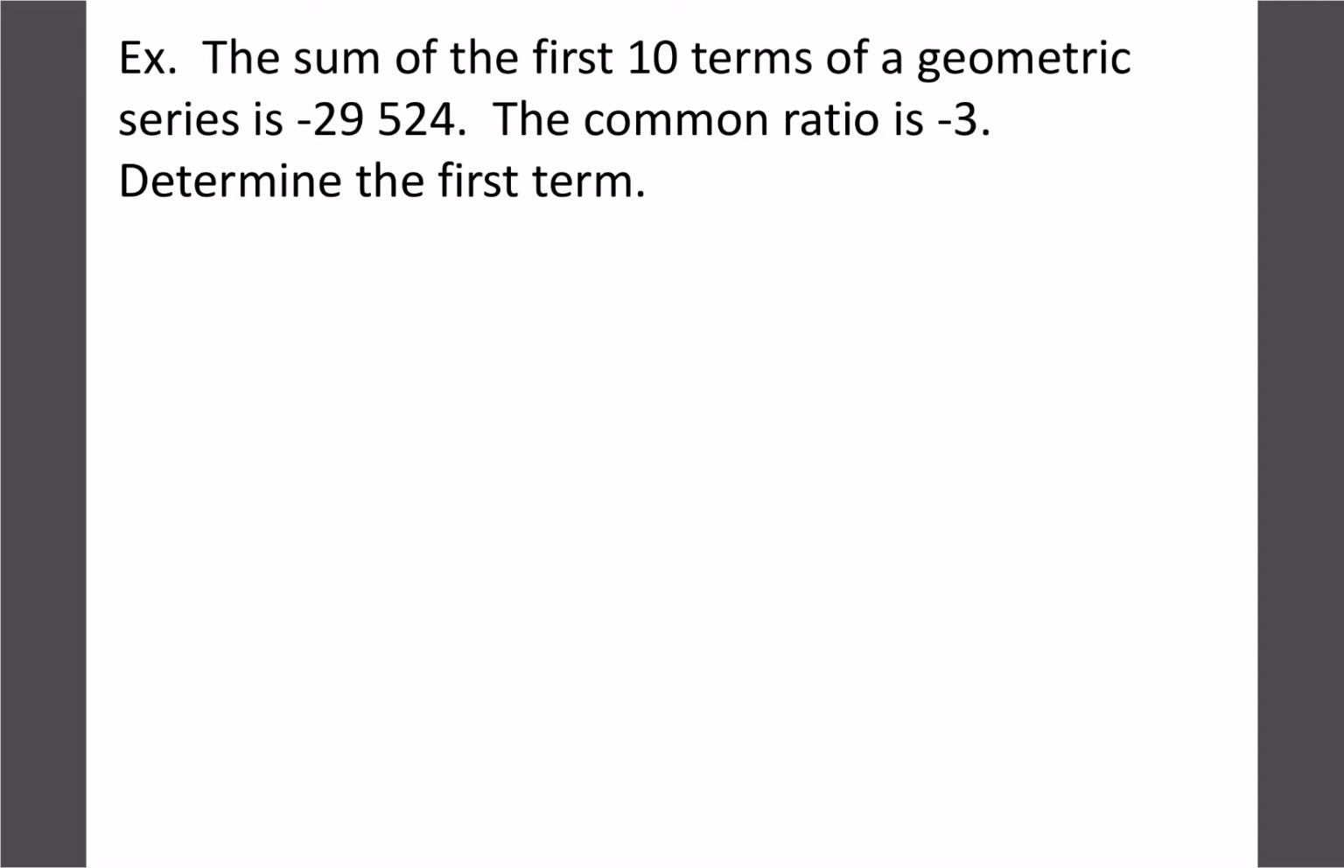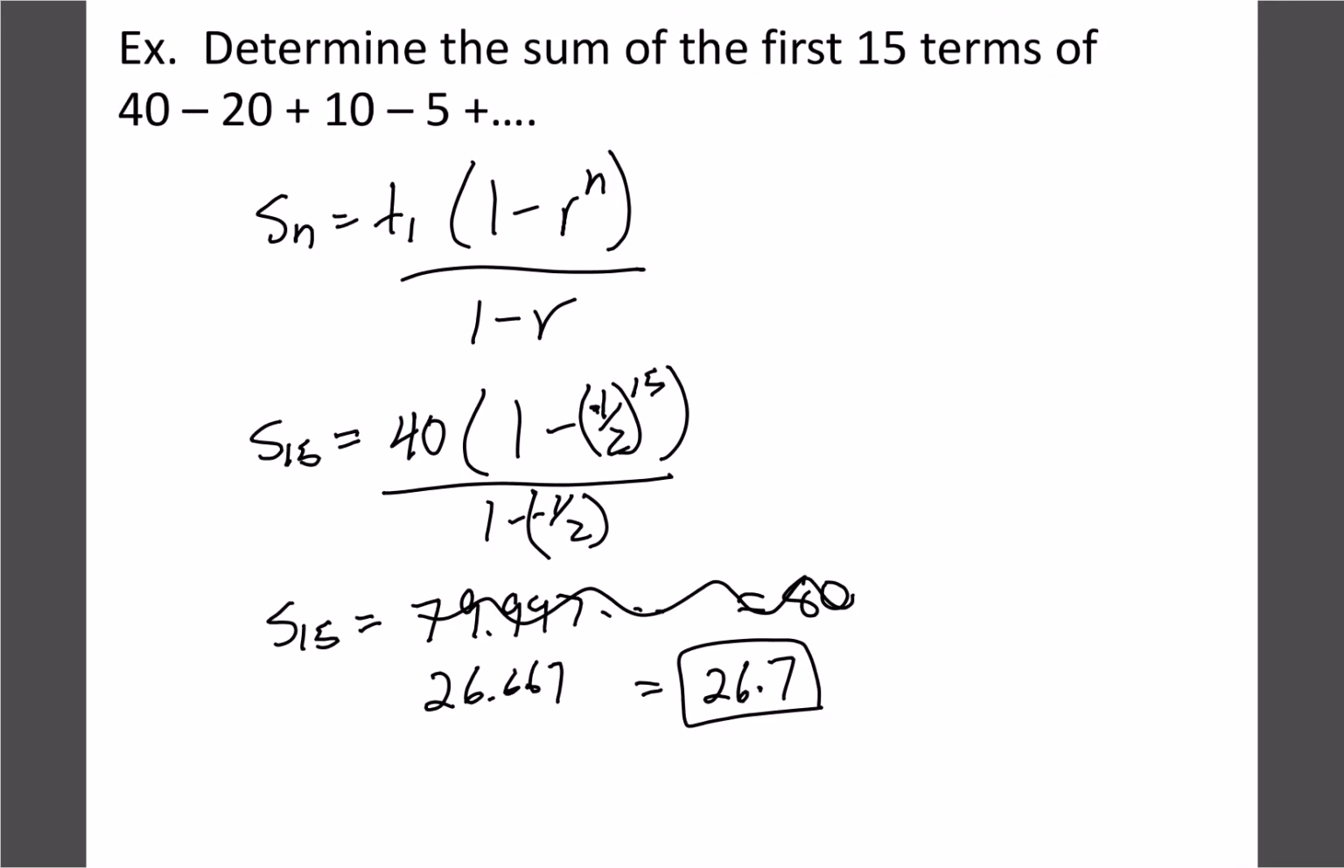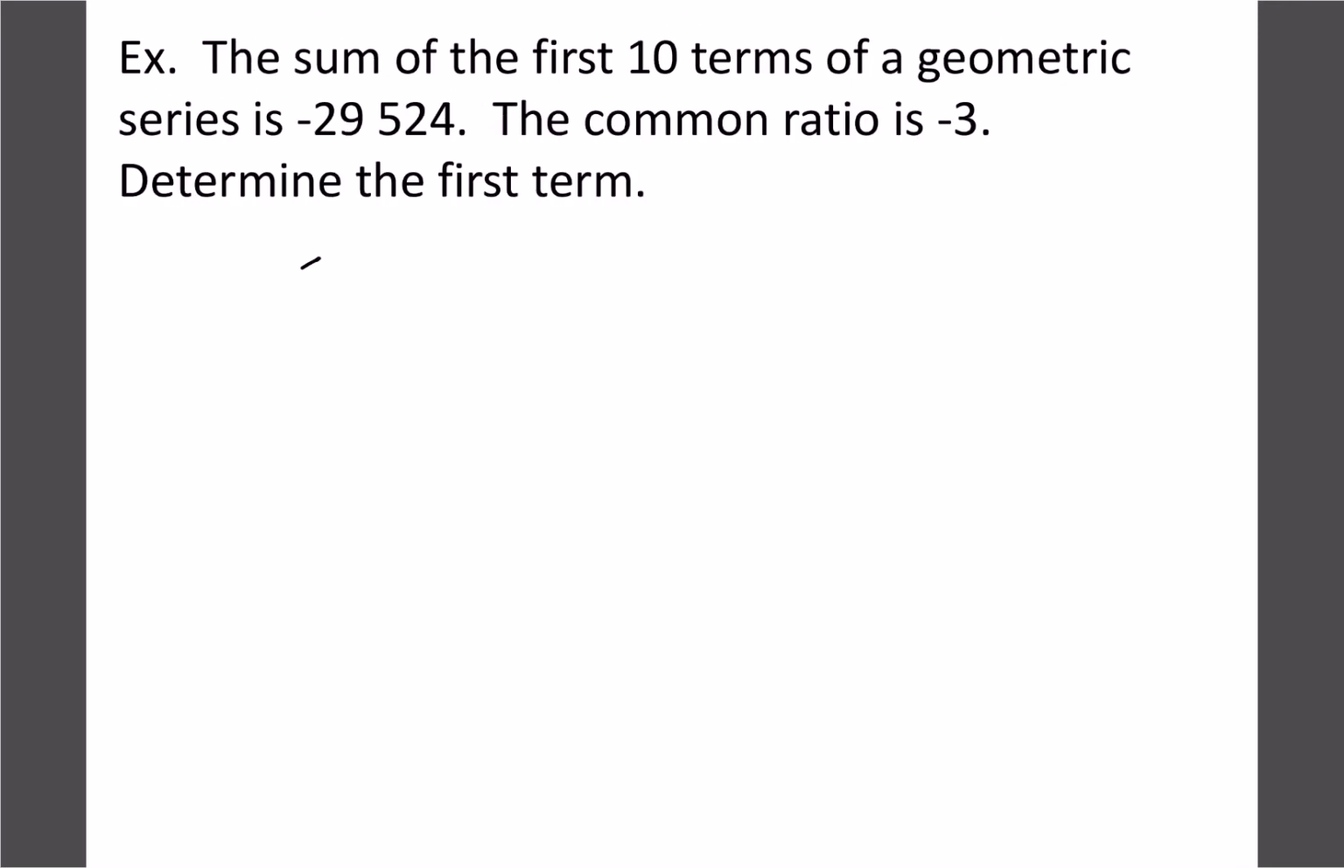Okay, here's another one. The sum of the first 10 terms is 29,524. The common ratio is negative 3. We use the same formula again, but we're looking for term 1 this time.